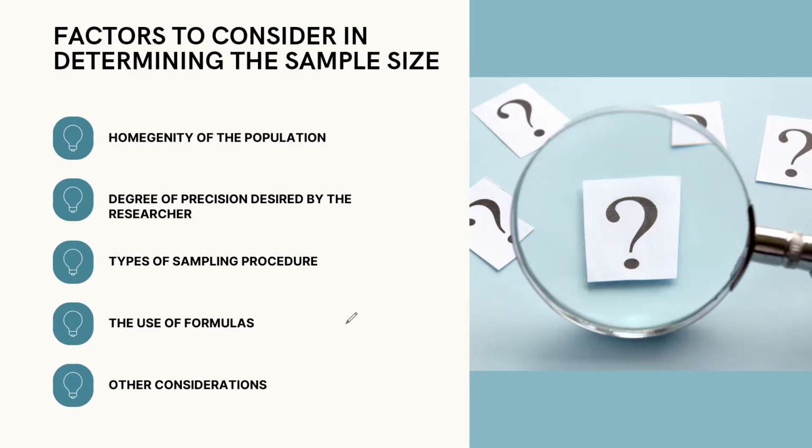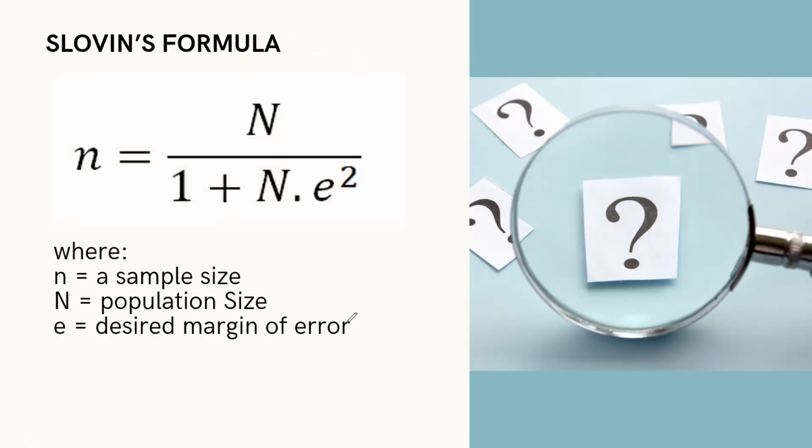Next is the type of sampling procedure that we were able to use. Next is the use of formulas, and we also have other considerations. So with that, we will discuss individually these terms. How do we solve our sample size? We will use what we call Slovin's formula.